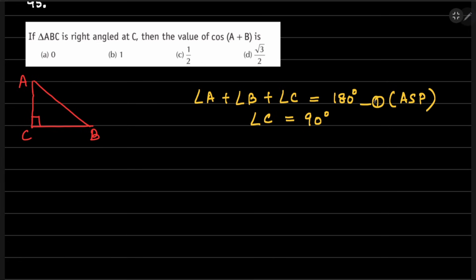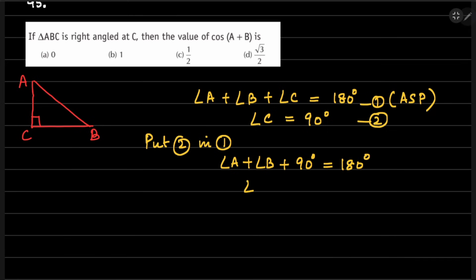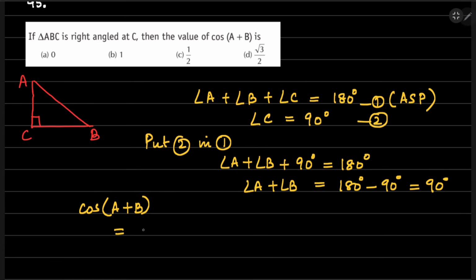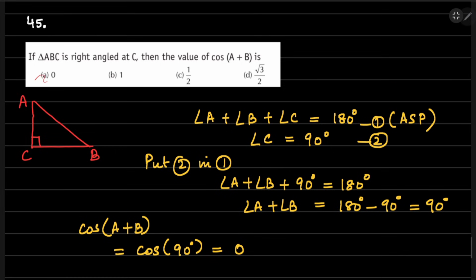Therefore, let this be 1, let this be 2. Put equation 2 in 1. So angle A plus angle B plus, in place of C, I'll write 90 degree is equal to 180. So angle A plus B will be 180 minus 90, which is 90 degree. What is asked? You are asked cos of A plus B. What is A plus B? It is 90 degree. What is cos 90? It is 0. Correct? So cos 90 is 0. So the correct answer is option number A, which is 0.